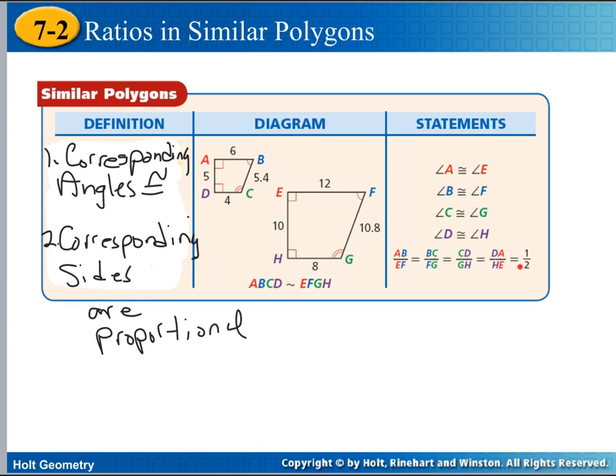So the ratio I have here is 1/2, but I could also have a ratio of 2 if I went in the reverse order. So AB corresponds to EF. I'm either going to have a ratio of 6 divided by 12, which is what we have for 1/2 here, or if I decided to go the other way, then it would be 12 divided by 6, and I would have 2 over 1. Both are correct.